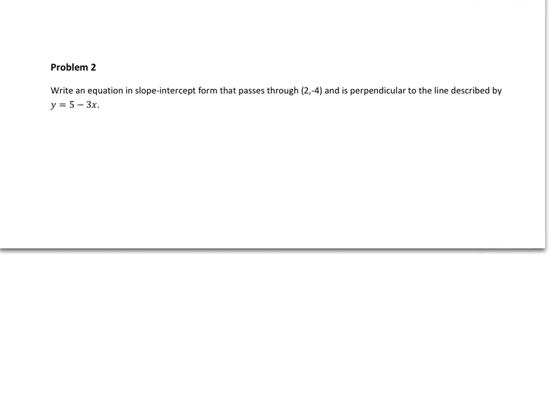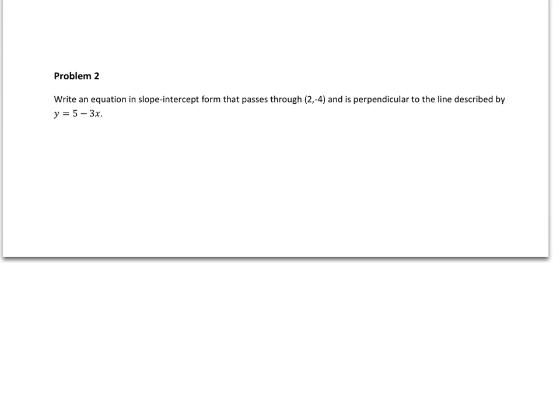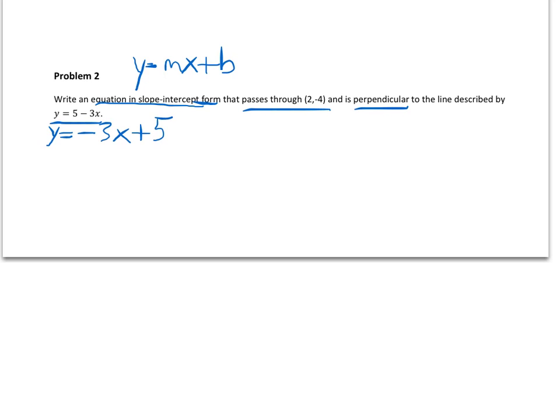So let's actually do a problem where it gives us a point that our line goes through. So write an equation in slope-intercept form. Again, right away, what goes through my mind as I read this, and I'm going to write it down, y equals mx plus b. That passes through 2, negative 4, and is perpendicular to the line y equals 5 minus 3x. Well, I don't like the way that equation is written because it's not really in slope-intercept form. So I'm going to start by changing that. My x term is negative, it's negative 3x. And then my 5 is positive, so plus 5.